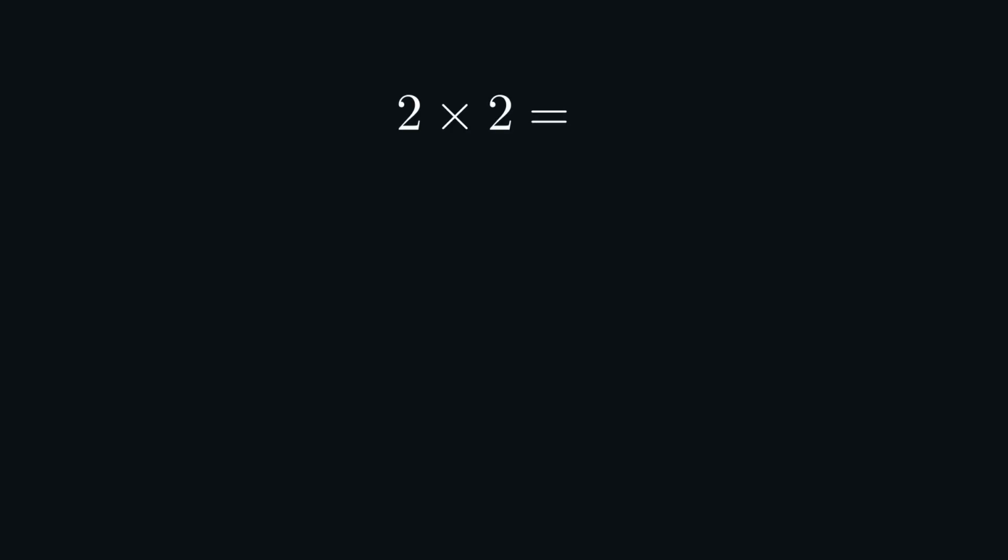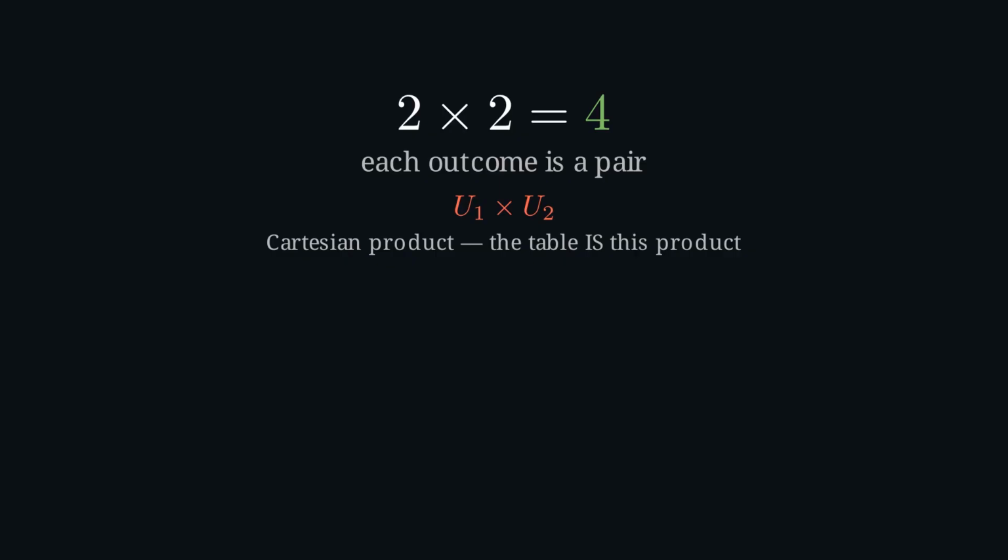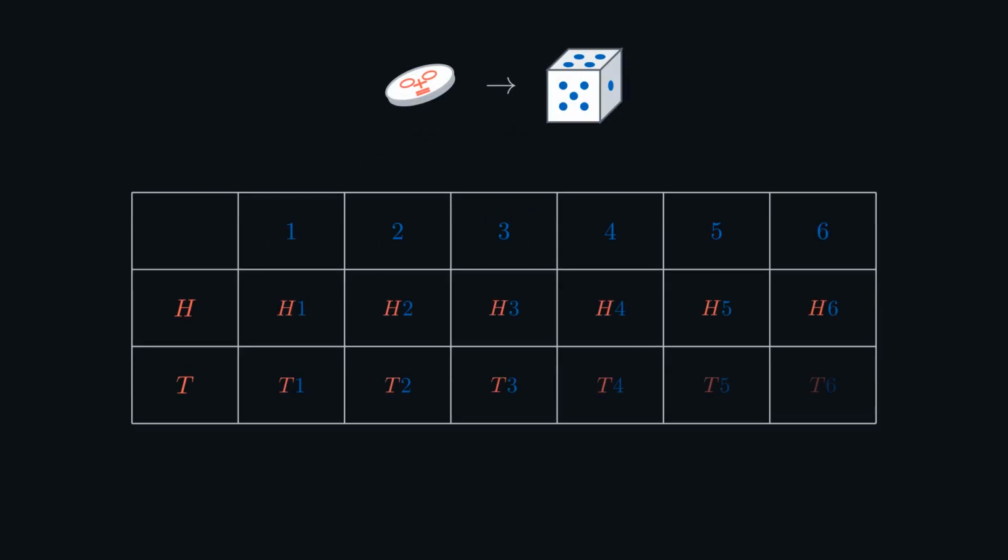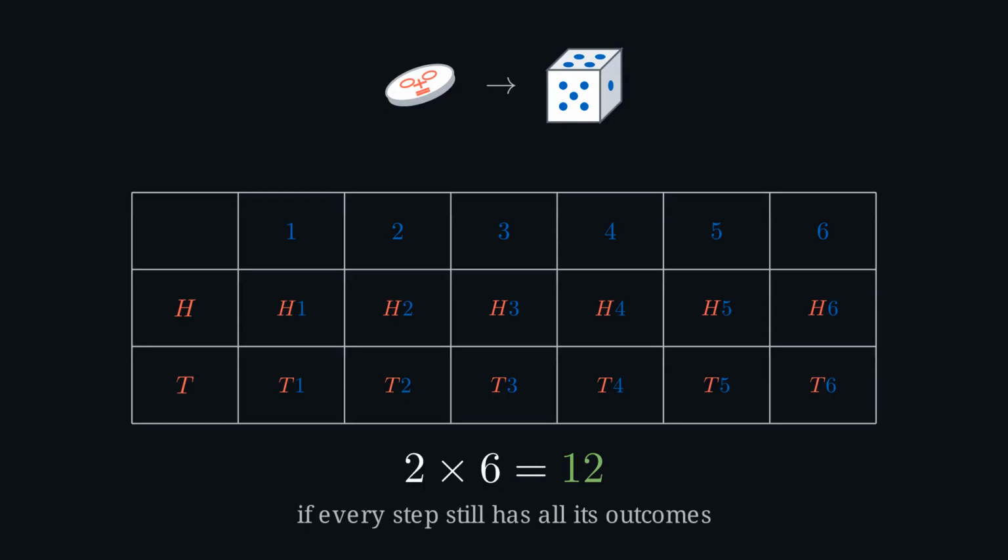Here's the shortcut. 2 choices for coin 1, 2 for coin 2, so 2 times 2 is 4. With 2 steps, each outcome is a pair, and you multiply the number of outcomes at each step. Maya flips a coin, then rolls a die. 2 times 6, 12 outcomes. That works as long as every step still has all its outcomes.